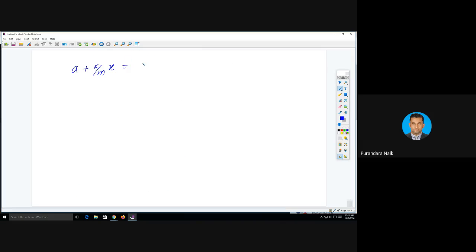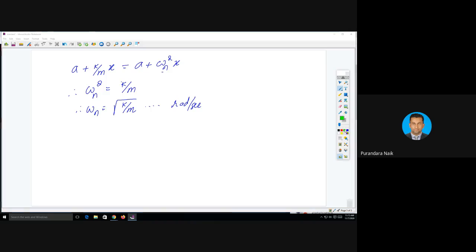A plus omega n square x. Here everything is the same, but this one. Therefore, omega n square is equal to k by m. Therefore, omega n is equal to square root of k by m. What is this? Natural angular velocity is equal to square root of k by m. This is what the equation says.